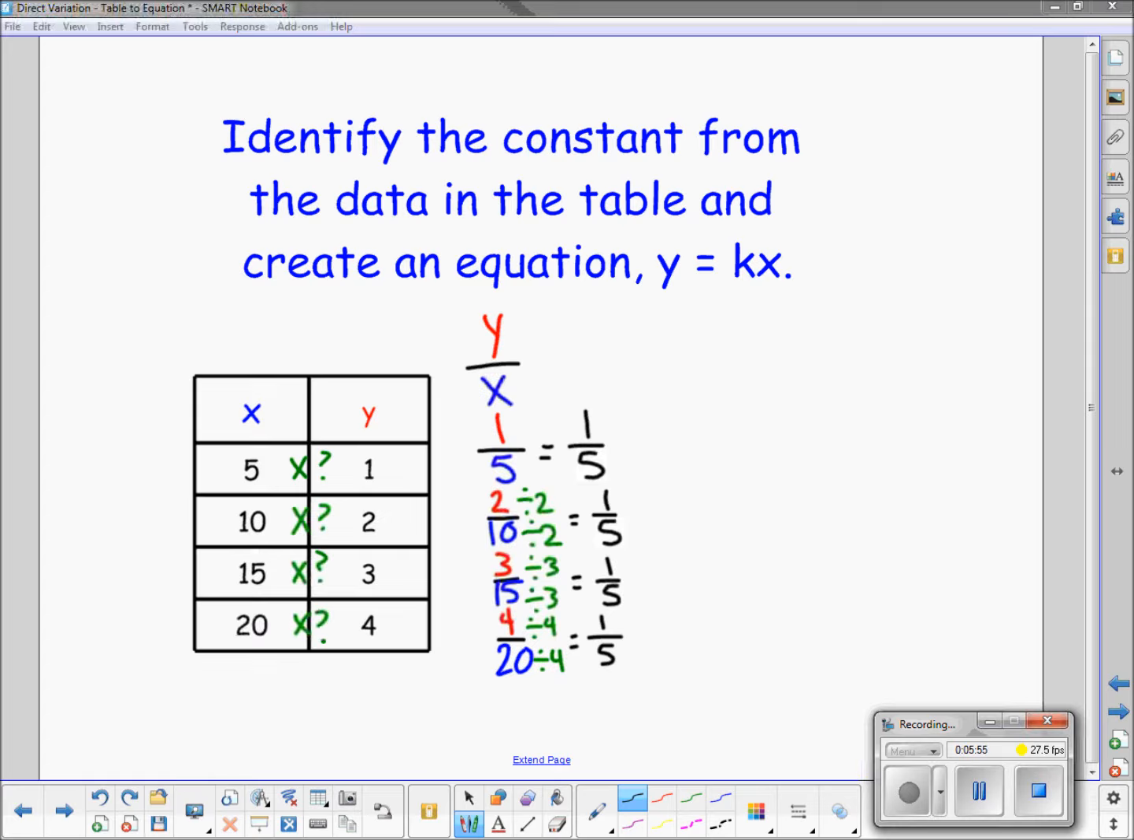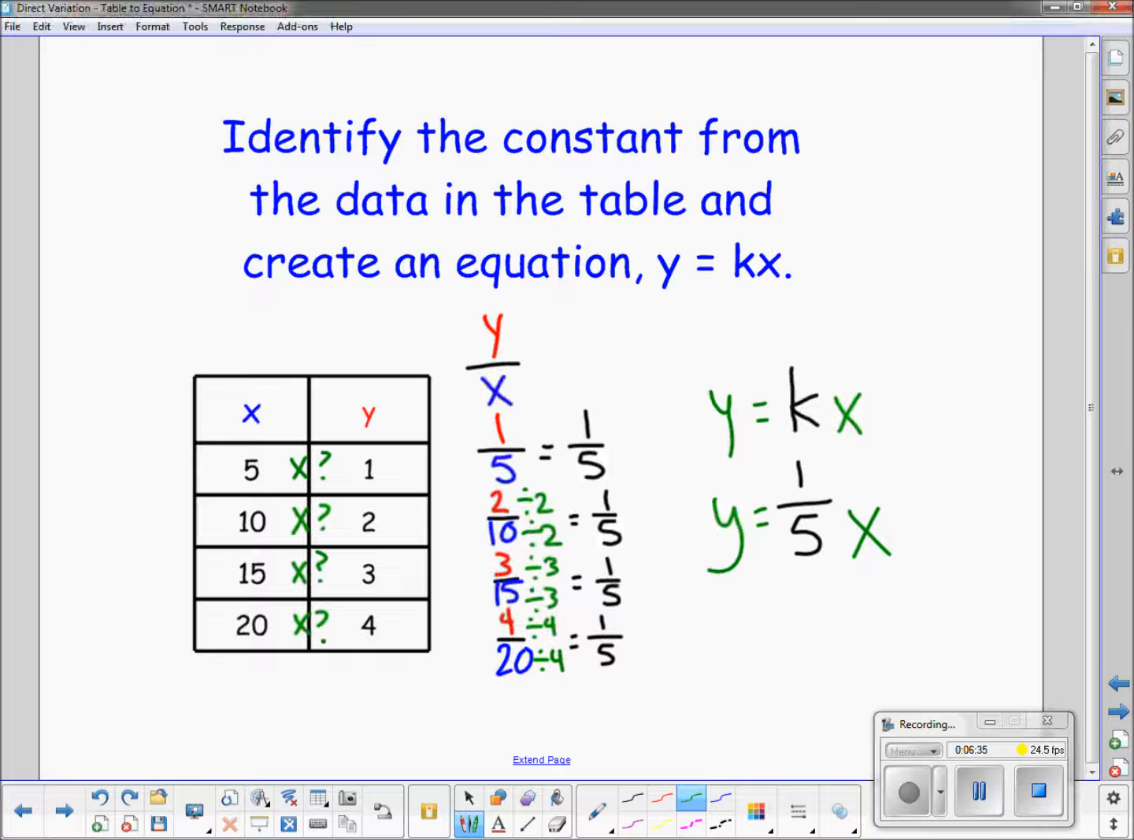We're going to use the direct variation equation, which is y equals kx. And we're going to plug in the constant that we got, which was 1/5. And so that is my direct variation equation, y equals 1/5 x.